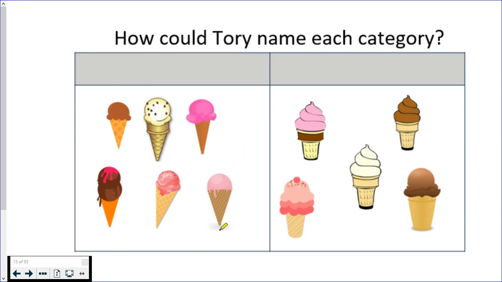But we see we have the shape of the cone. Some are pointy and some are flat. So over here we have the pointy cones. We can do P for pointy. And the flat bottomed cones, we can put F for flat. Just for the sake of time, I'm not going to write out the whole word.